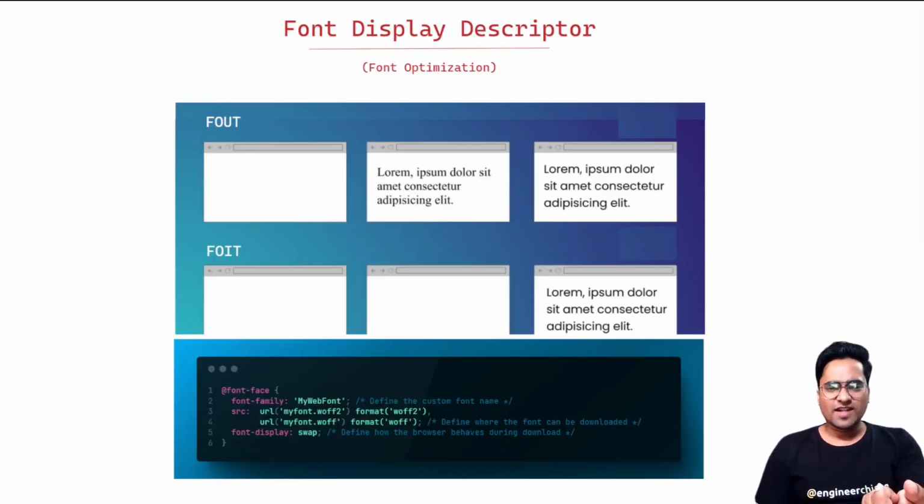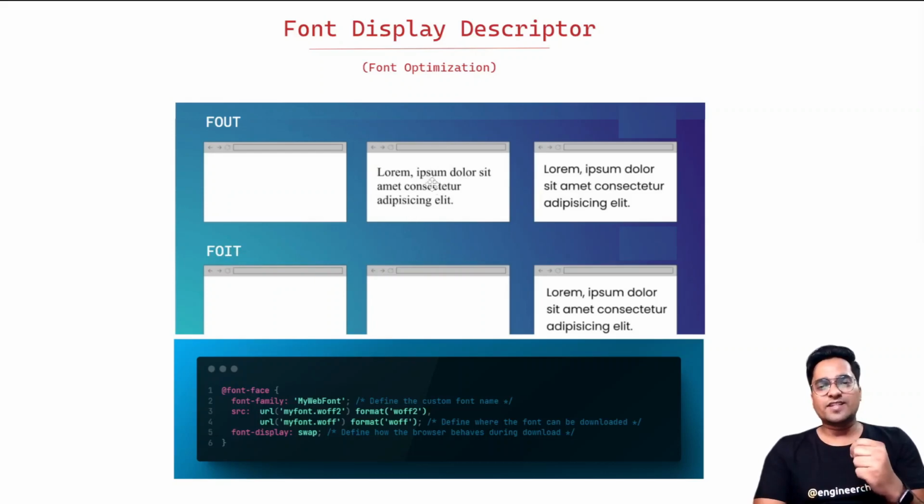This is a very small technique, but in order to understand it, we have to understand two small concepts. One is FOUT and the second is FOIT, right? So let's talk about what they mean. One says that it will flash the unstyled fonts first, and then it will load the actual font. The second says flash of invisible text. What it means is, I won't show anything until the fonts are loaded, right?